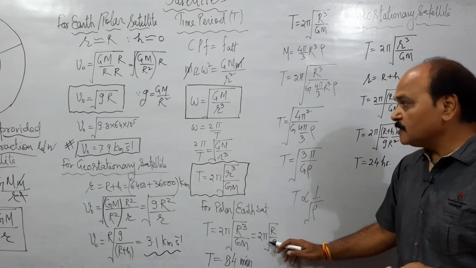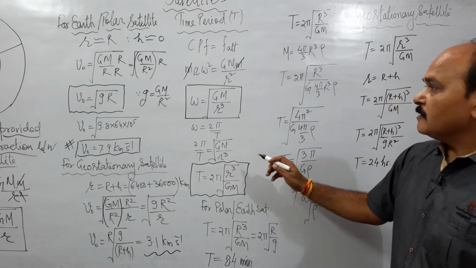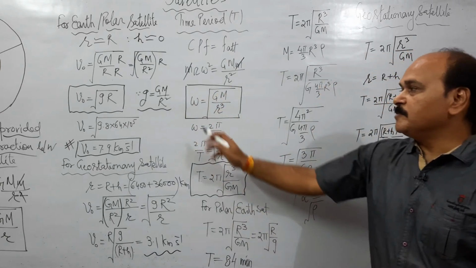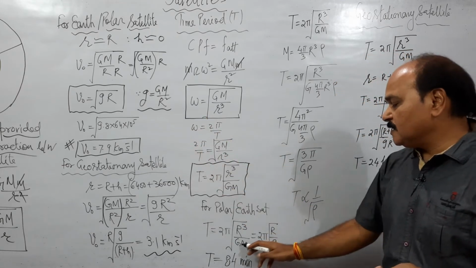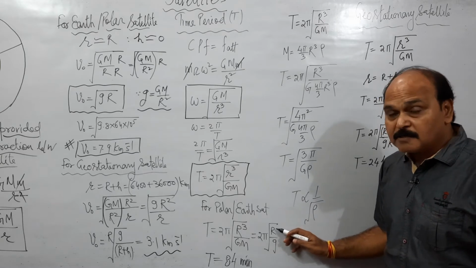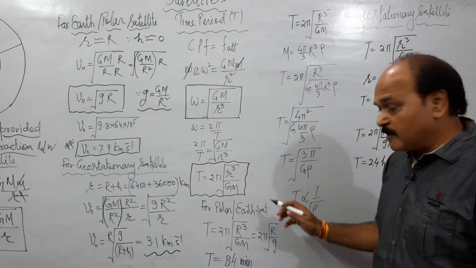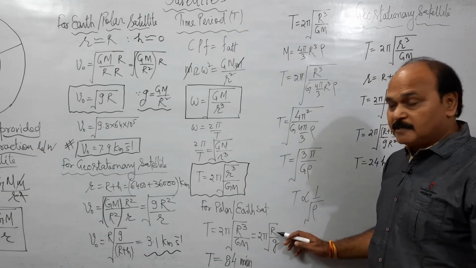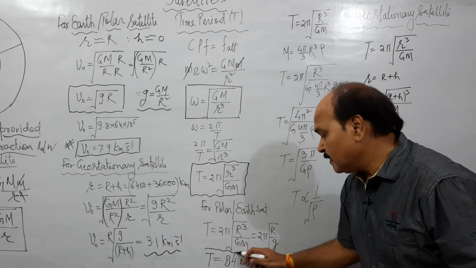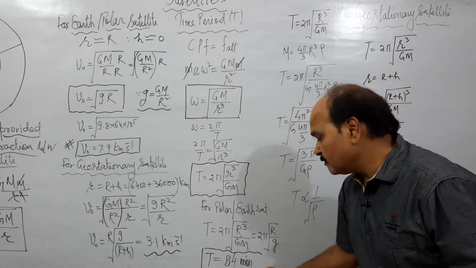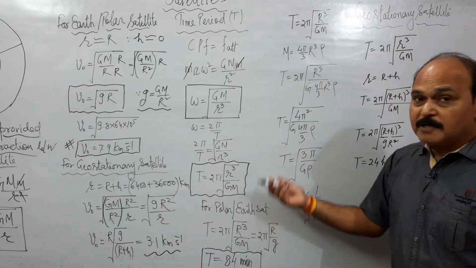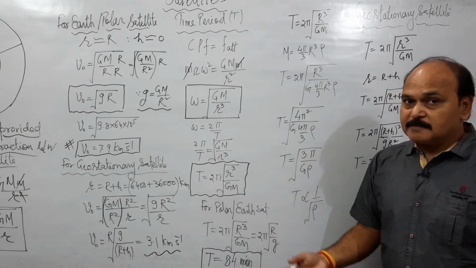What we have done here is, we have used this relation, g is equal to GM by R square, or GM is equal to g into R square. Just write GM is equal to g into R square, and we get this relation. And if we substitute the value of R, that is 64 into 10 to the power 5, and g as 9.8, and solve it, we get the value of time period as nearly 84 minutes. So this is the time period of polar satellites.